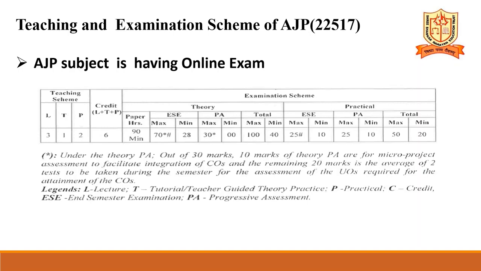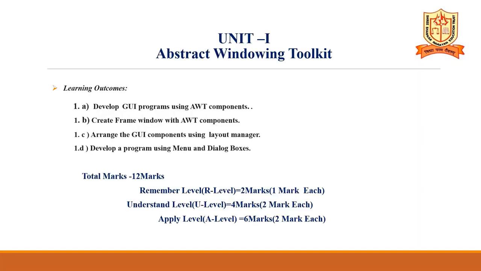So, the first unit is Abstract Window Toolkit. After watching these videos, learners will be able to understand the following outcomes. Develop GUI programs using AWT components. Create frame window with AWT components. Arrange GUI components using layout managers. Develop a program using menu and dialog box. The weightage of this chapter is 12 marks.